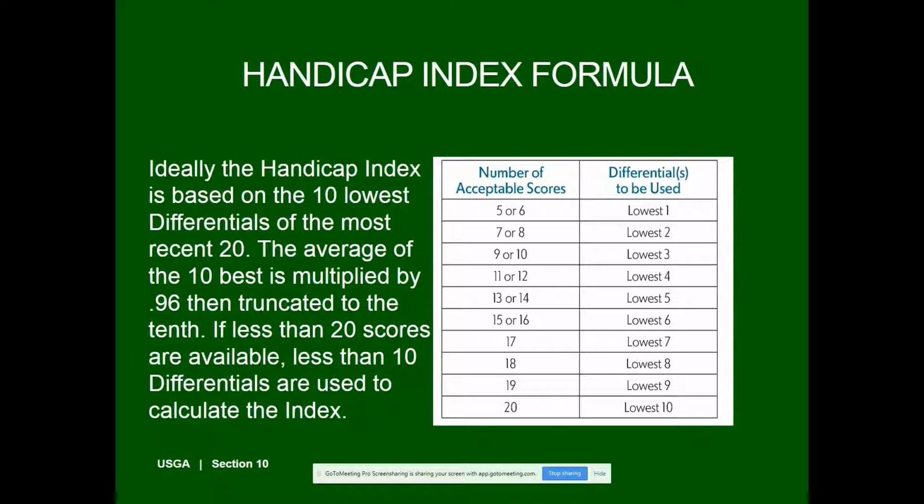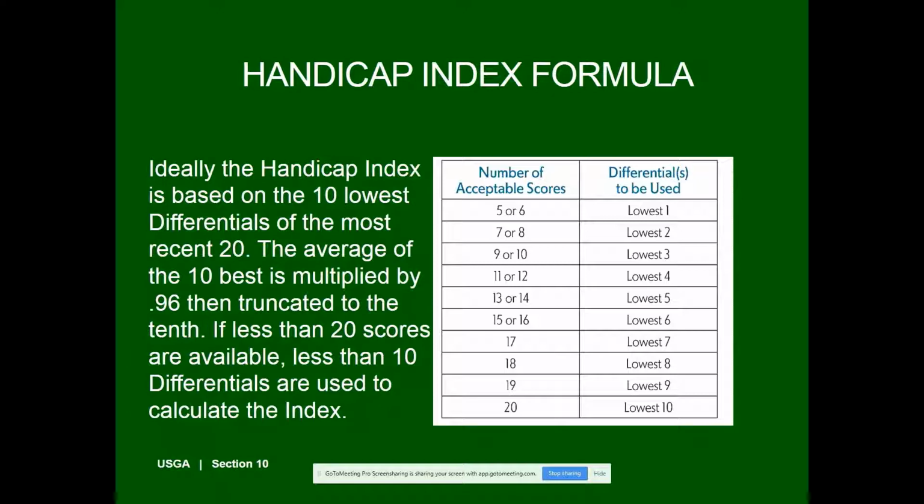In that case, if you had 5, you would then take the lowest one differential, and that would then be multiplied by 0.96, and that is your handicap index. It will then progressively get larger. So when you're just starting, it's only taking 20% of your differentials, all the way to the end, where you're taking 50% of your differentials to determine your handicap index.